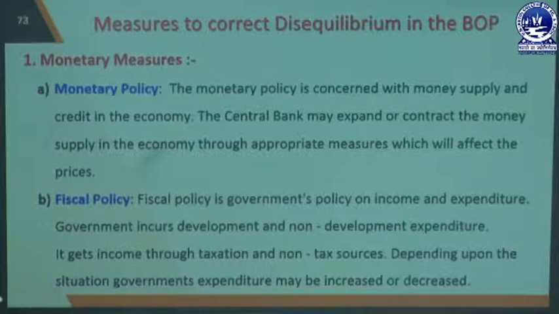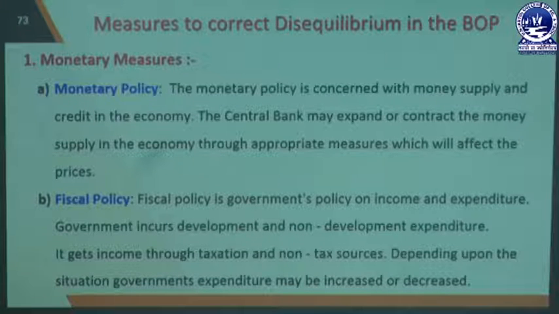There are two measures to correct disequilibrium in the balance of payment. One is monetary measures, another one is non-monetary measures. In monetary measures, the first measure is monetary policy. The monetary policy is concerned with money supply and credit in the economy. The central bank may expand or contract the money supply in the economy through appropriate measures which will affect the prices. So in the monetary measures, monetary policy plays an important role.